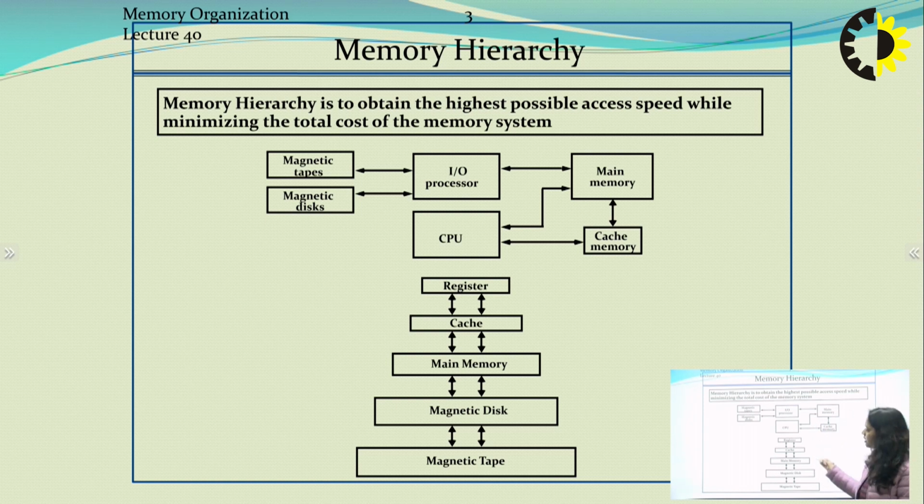And one more thing about this hierarchy is that the topmost memory unit will always be the costliest, and the lowest one will be somewhat near about that cost, because their size is big. So we can say they are costly, but not as much as the register.